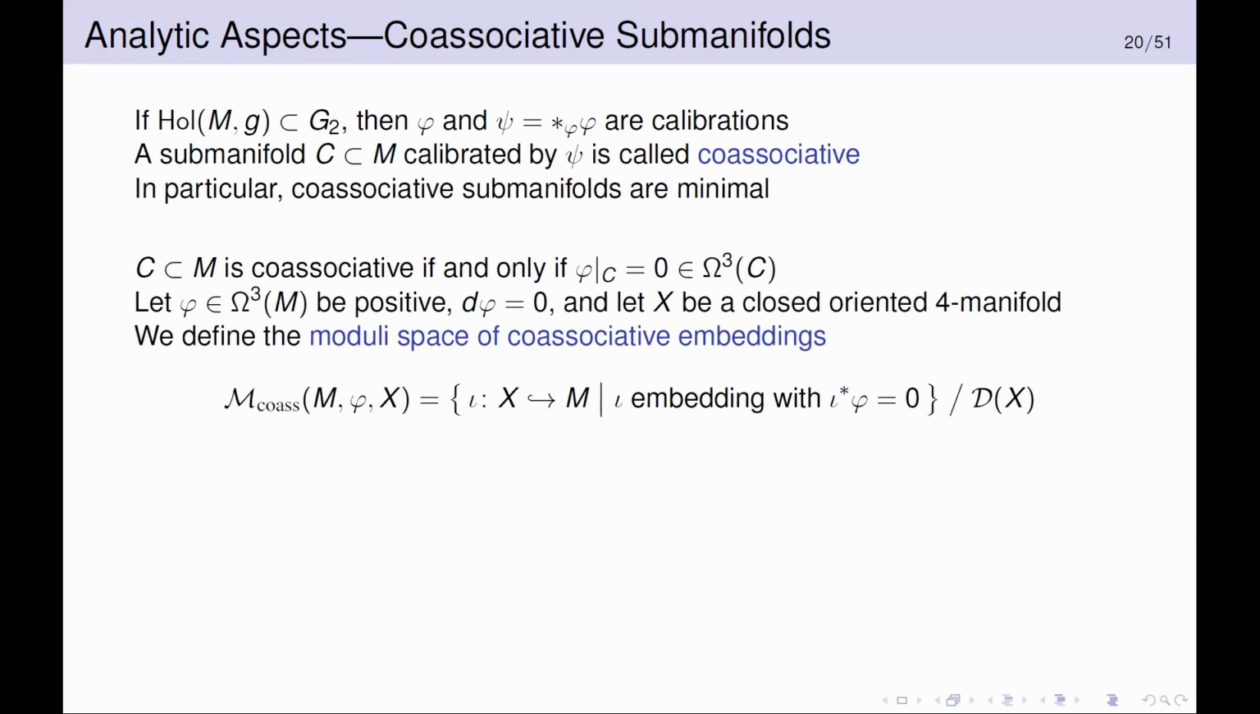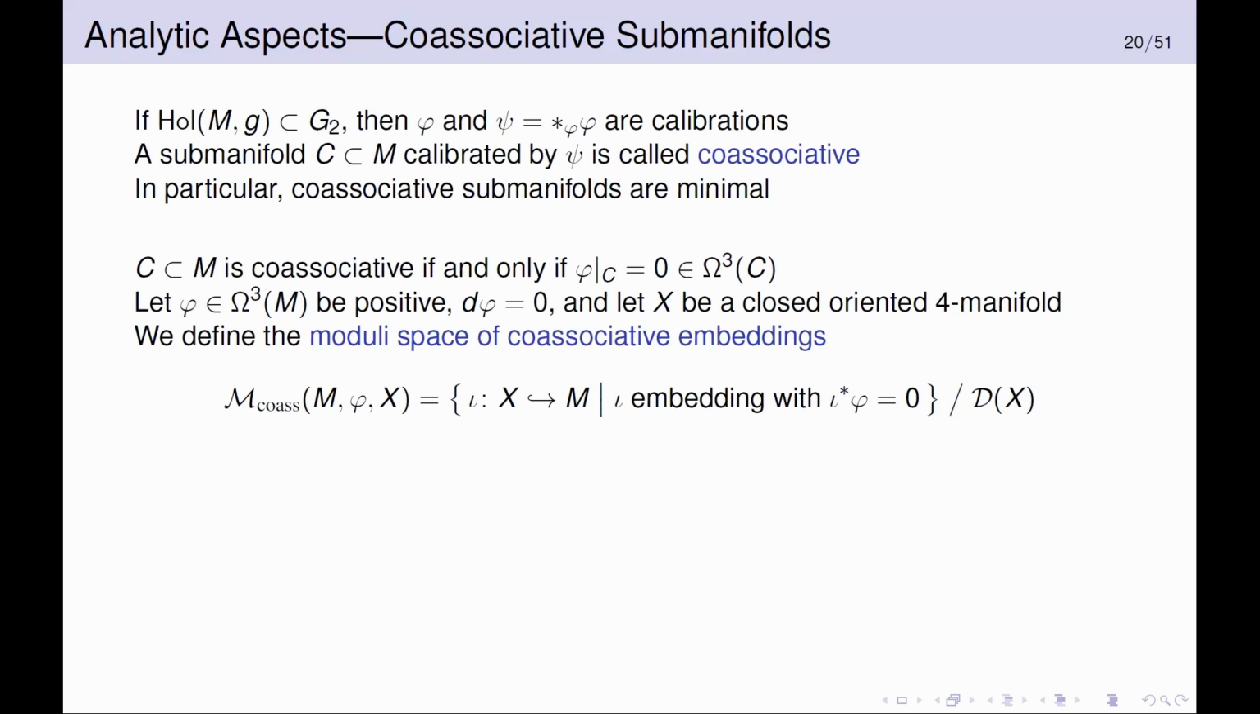entirely. So if we have such a positive form which is closed, and we have a closed oriented four-manifold X, we define the moduli space of coassociative embeddings, M_coas of M, 5, X. That's the space of embeddings from X to M, let's say, such that the pullback of the three-form is 0. And we mod out by the identity component of the diffeomorphism group of X. So here we have another moduli space, which is somehow associated to the G2 structure, which explains the word there in my title.